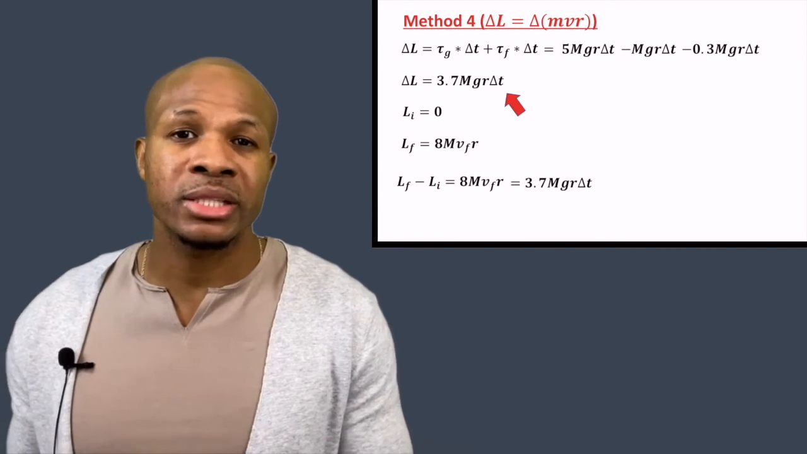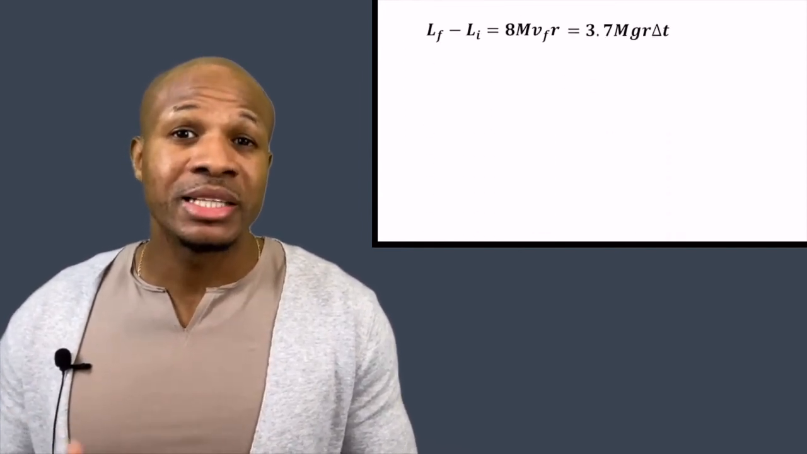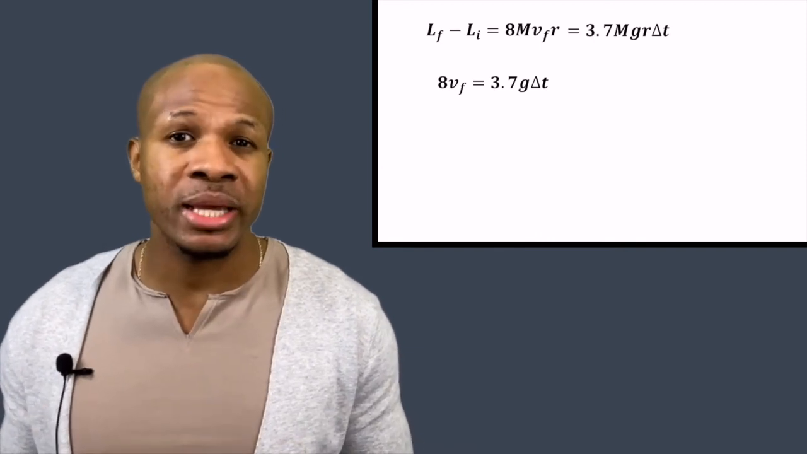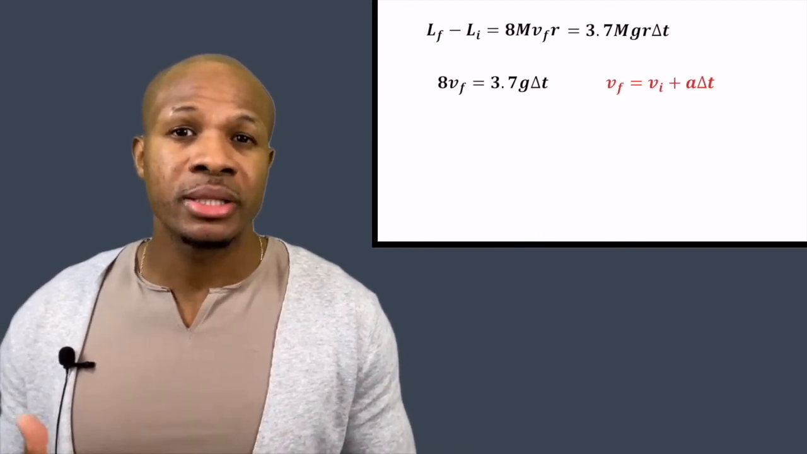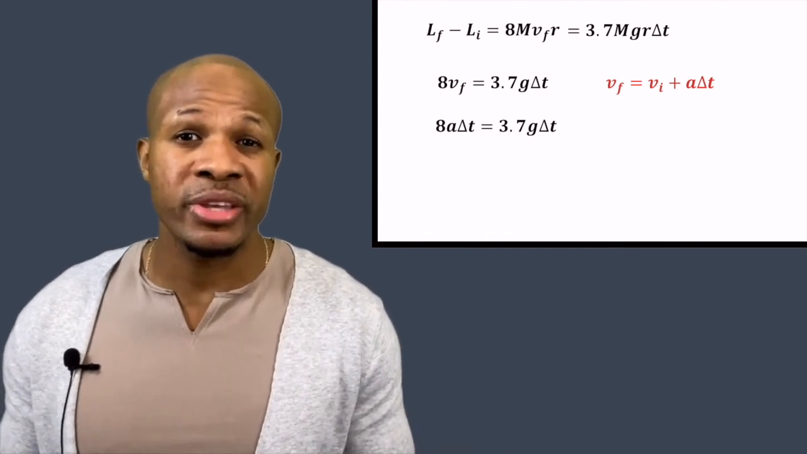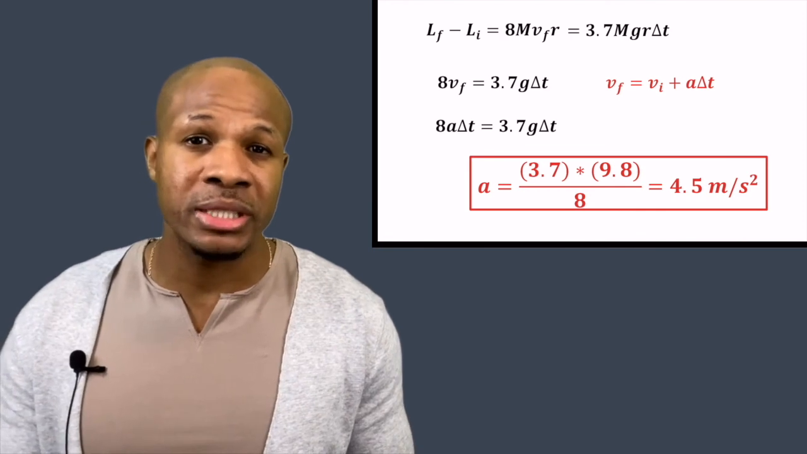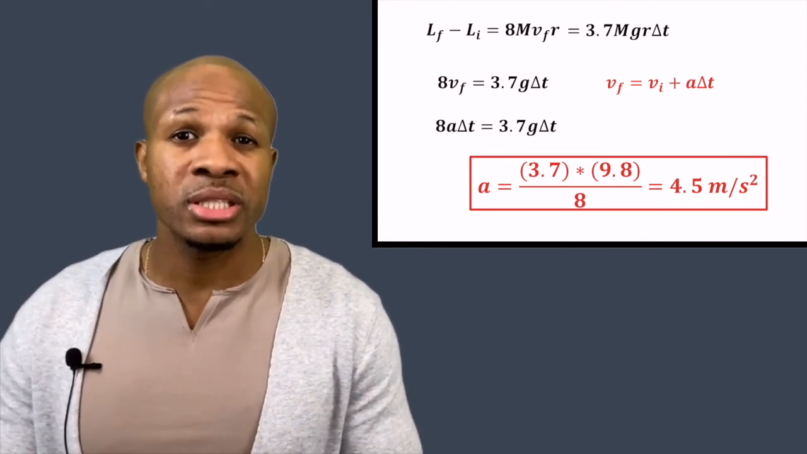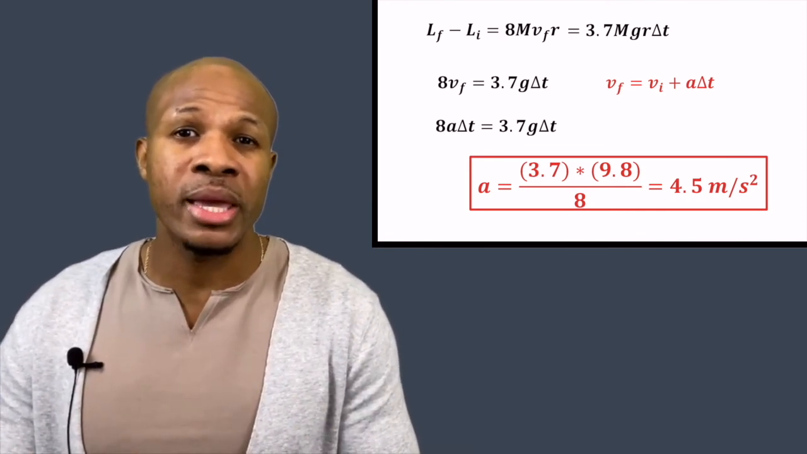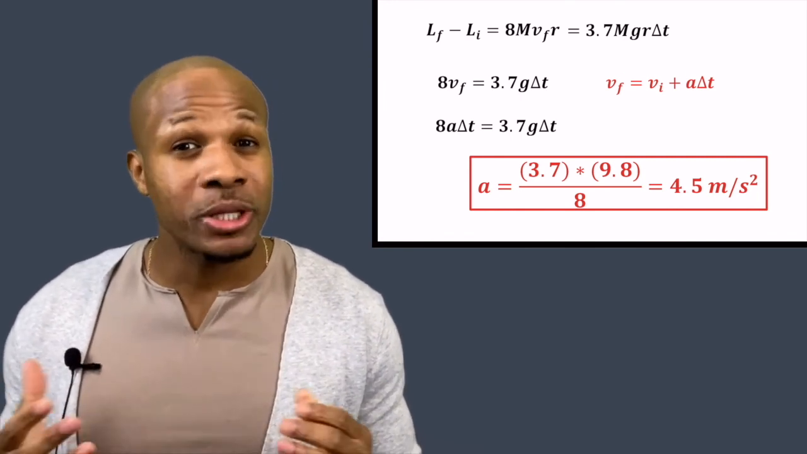We can go ahead and cancel out the m's and the r from both sides, and we get 8v equals 3.7 g delta t. Once again, the final speed is equal to the acceleration times delta t. So we can plug in a delta t for vf, and we get 8a delta t equals 3.7 g delta t. Cancel out the delta t's from both sides and solve for a, and we get a equals 3.7 g divided by 8. And once again, we get 4.5 meters per second squared.